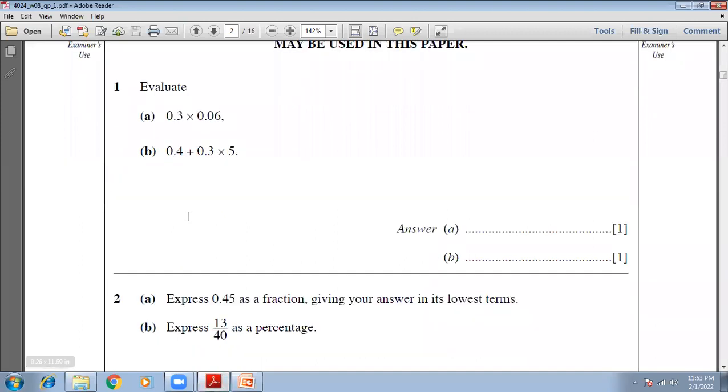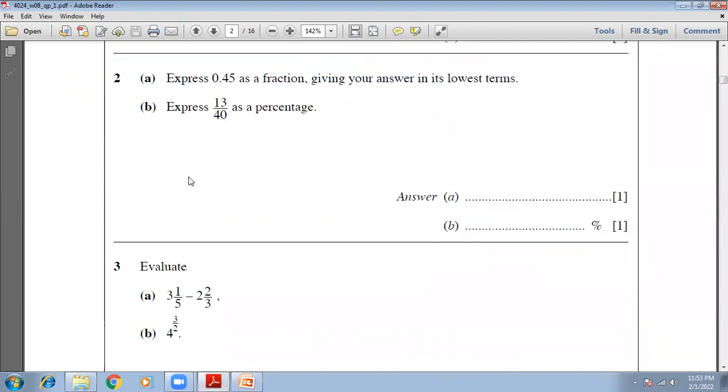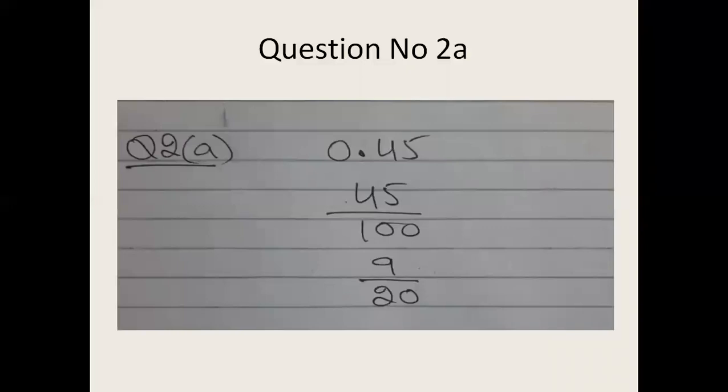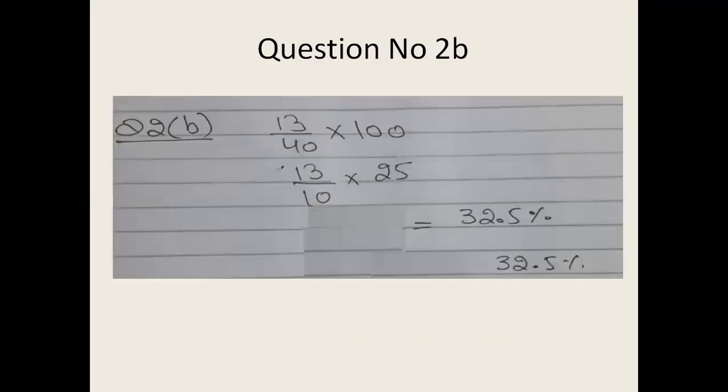Okay, so let's have a look at the second question. The question number 2. Express 0.45 as a fraction, giving your answer in its lowest term. And then he says express 13 by 40 as a percentage. That's question number 2. So let's go to the questions. Okay, here we go. So 0.45 means 45 by 100. And you can cancel here with the table of the 5. So you will have 9 by 20. So this is how you do the question number 2A part.